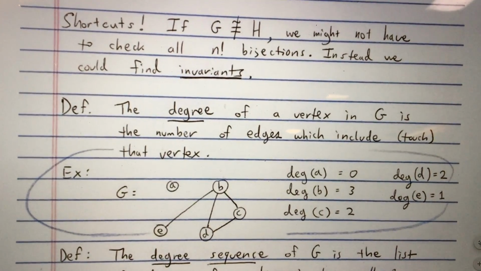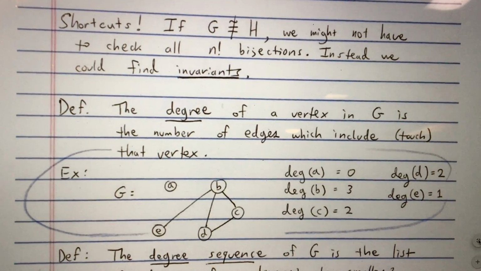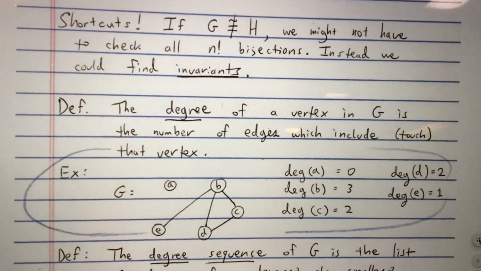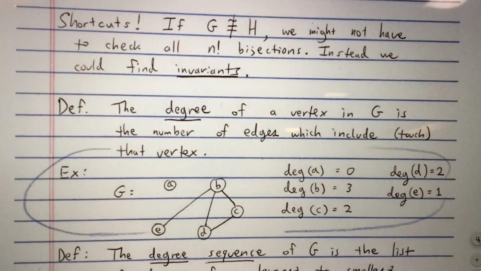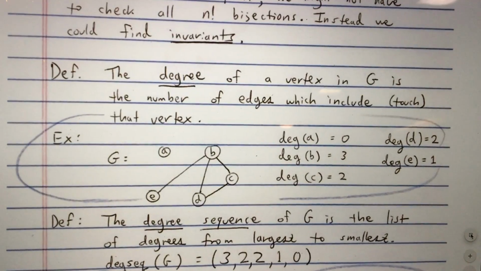And so here are the degrees. The degree of A is equal to 0 because there are no edges that include it. Then the degree of B is 3. You can see 3 edges touching B. C and D both have degree 2, and E has degree 1. So we write those down.